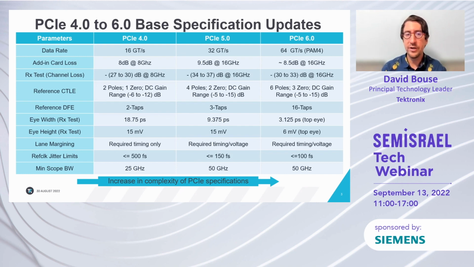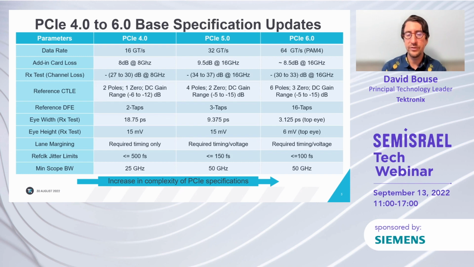And you can see the target eye width and target eye height that we calibrate to for receiver testing. We're now at 3.125 picoseconds and 6 millivolts for Gen 6. And since we actually have 3 eye diagrams, since we're dealing with a multi-level PAM4 signal, we focus on the top eye.